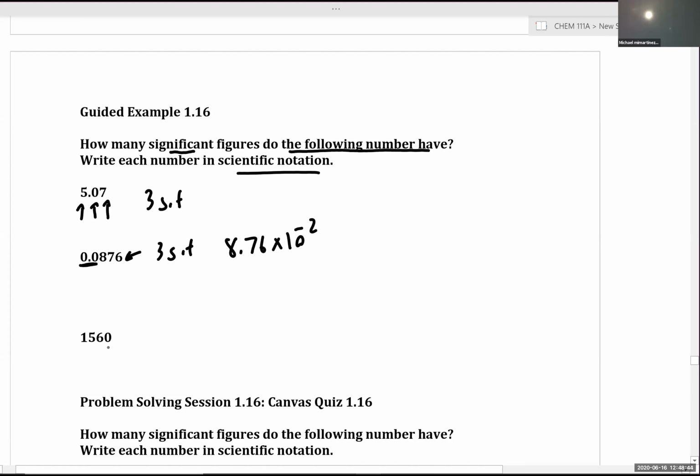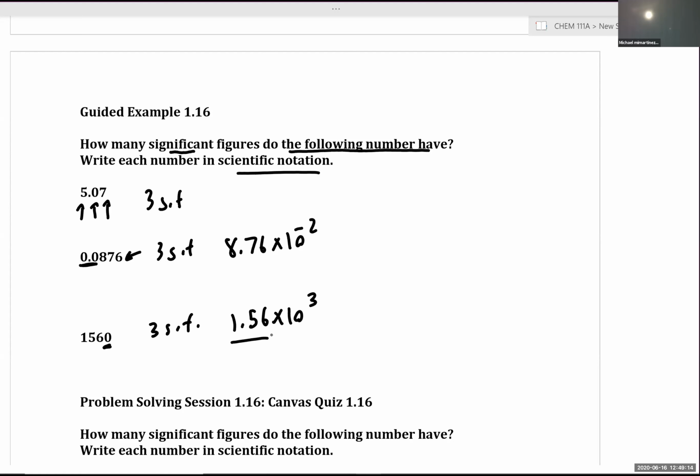And here it's very easy to see that we have 3 sig figs. 1,560. Looking at this number, is this trailing zero significant? No. Okay. So this number has 3 sig figs, and we can write it as 1.56 times 10 to the third. Notice how when we write a number in scientific notation, it becomes abundantly clear which digits are significant and which digits are not.